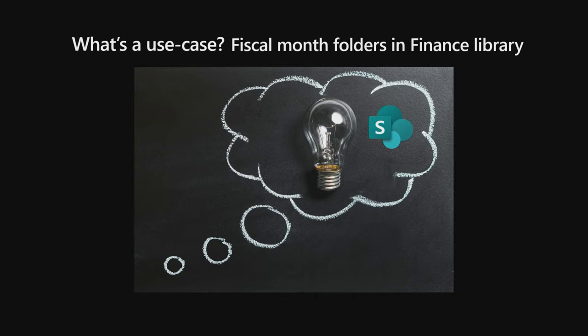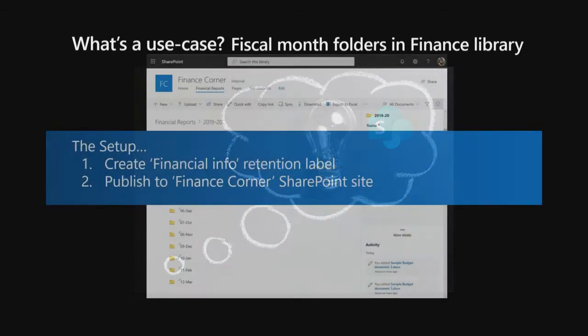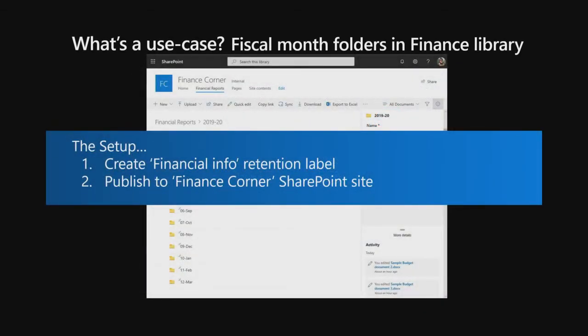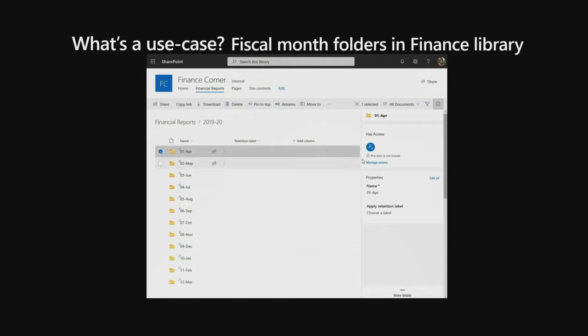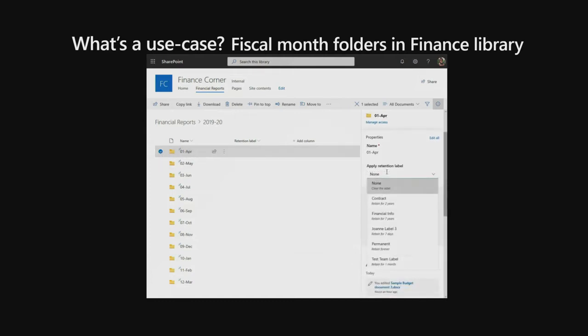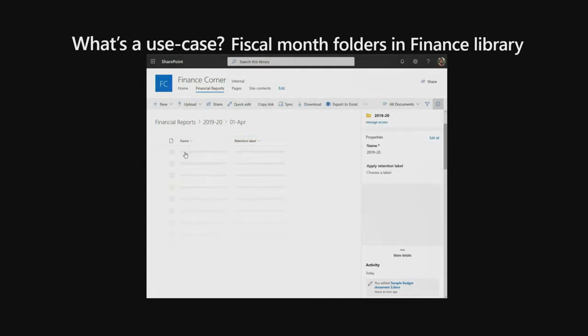You can also clear the label at the folder, and everything within it will have their label cleared, which is sometimes a requirement. Set up for this: you create your financial info retention label with whatever your retention requirements are. You publish it to the site that you want to consume that retention label. And imagine we have our finance team and they've got the April folder full of all of their approved documents. So we set the label at the folder level. When you open that, all of the documents within it will have inherited that label. This doesn't necessarily happen automatically, depends on the size of the document library, but it's very quick.